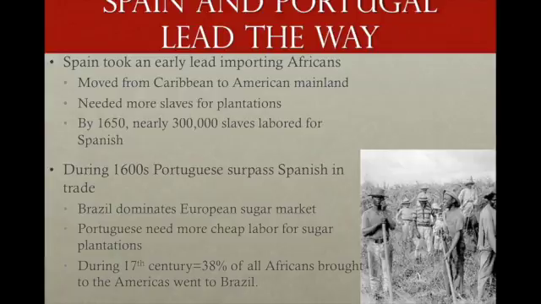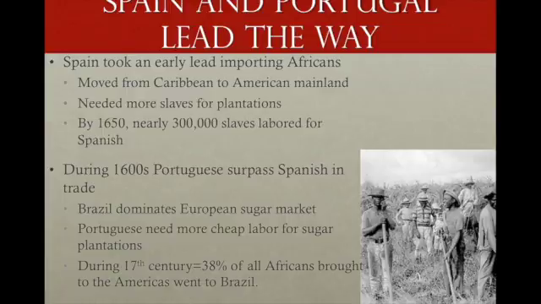During the 1600s, however, the Portuguese surpassed the Spanish in this trade, and this is mainly because of the fact that Brazil dominates the European sugar market, and sugar cane, as you guys know, living in Nicaragua, takes a lot of labor. And so they need cheap labor for sugar plantations. So during the 1600s, or the 17th century, 38% of all Africans brought to the Americas went to Brazil.